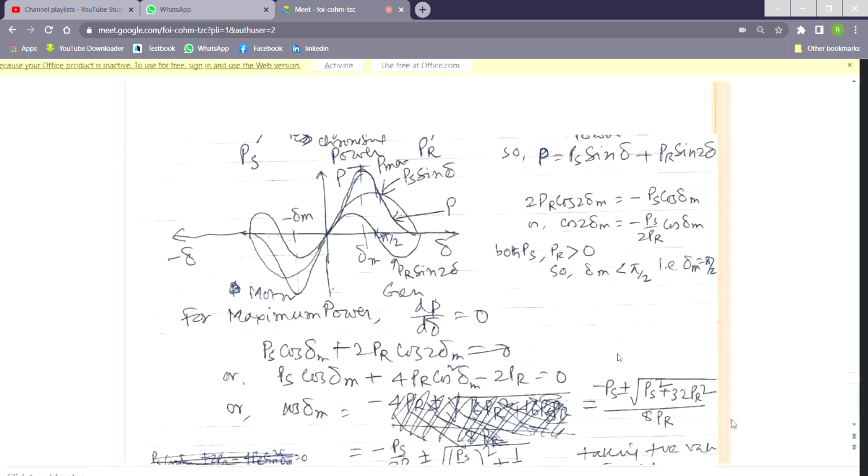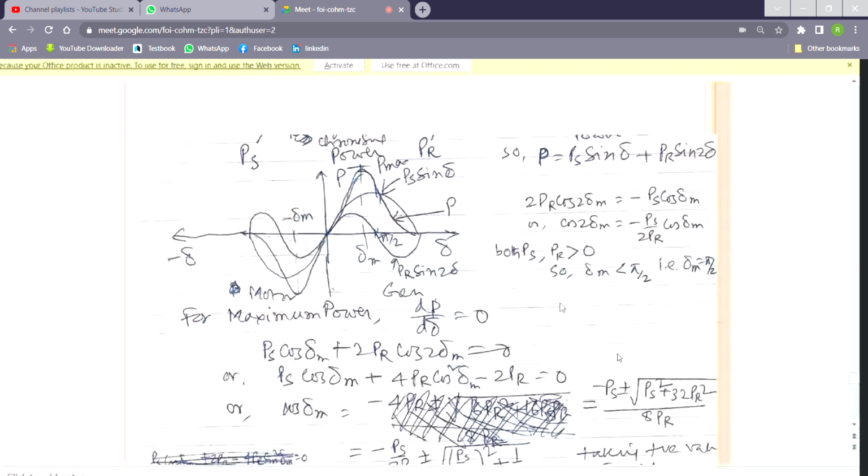Now, another situation: people sometimes ask whether this maximum power condition appears at an angle that is more than 90 degrees or less than 90 degrees. To derive that, there are various ways. One of the ways shown here: when you see 2 Pr cos 2 delta m minus Ps cos delta m equal to minus cos delta m, right? So cos 2 delta m equals minus Ps by 2 Pr cos delta m.